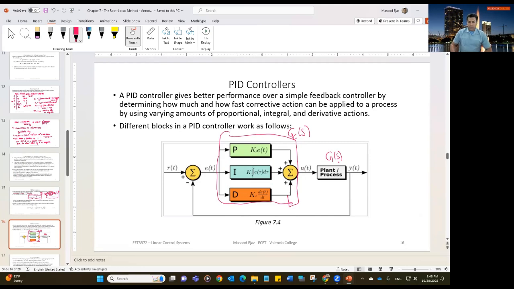So PID controller, why are they superior to the regular controllers? Because the performance of a simple feedback controller is determined by how much and how fast corrective action can be applied to a process by changing either the integral of that or derivative of that or the proportional amount of that. So it can change three quantities at the same time to bring the output such that when that output is fed to the process, the error signal can be minimized between the input and the output.